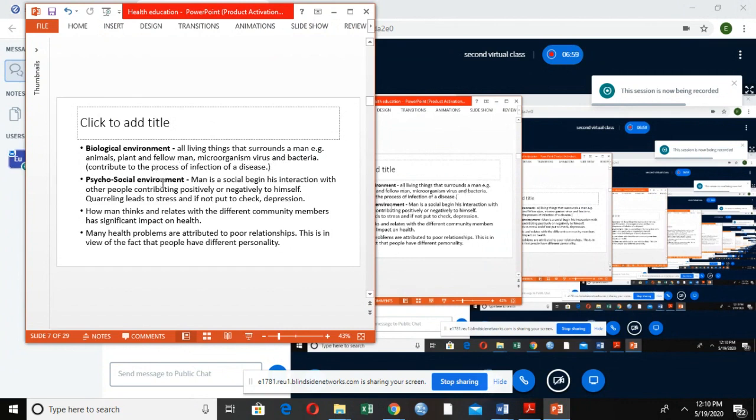Psychosocial environment: man is a social being who interacts with other people, contributing positively or negatively to himself. So how you interact with your fellow men will contribute either positively or negatively to your health status. For example, quarreling leads to stress, which if it is not managed, can lead to depression. Depression, remember, is a disease on its own. Then how man thinks and relates with the different community members has significant impact on health. Many health problems are attributed to poor relationships. This is in view of the fact that people have different personalities.